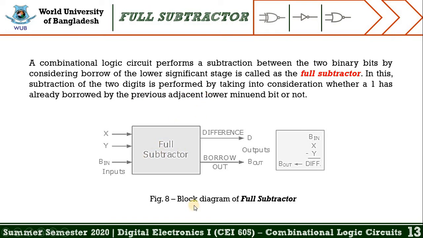Figure 8 represents the block diagram of the full subtractor, and we already know that a full subtractor has 3 inputs, such as A, B and B in, or you can symbolize them as X, Y and B in. And on the right side you may find 2 output sections. One is difference, which is symbolized by D, and the other is borrow out, which is symbolized by B out.